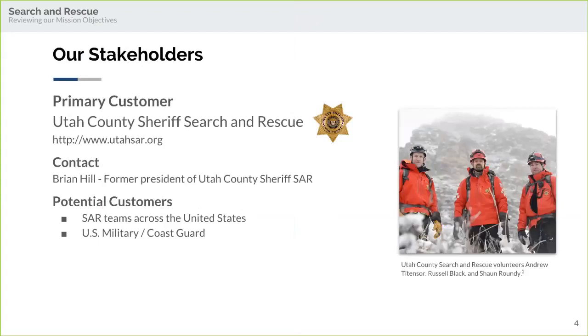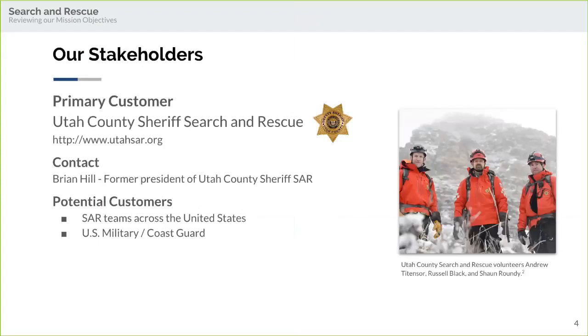In addition to that, our stakeholders are primarily the Utah County Sheriff Search and Rescue Team. Our contact is Brian Hill, who's the former president of the Utah County Sheriff Search and Rescue. Some of our other potential customers are other search and rescue teams across the United States, as well as the U.S. military and Coast Guard.